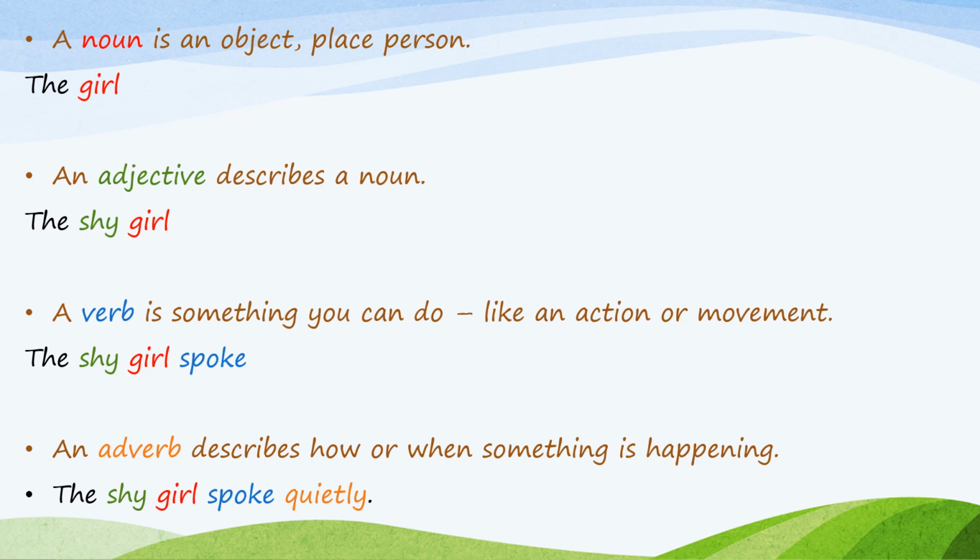I needed a verb, something that she's doing, like an action or a movement. So the shy girl spoke. Remember, your verbs will change depending on which tense you're writing in. We're writing here in the past tense because we used the word spoke. And an adverb describes how or when she's doing that thing, and I've decided to go with how she's doing it. The shy girl spoke quietly.